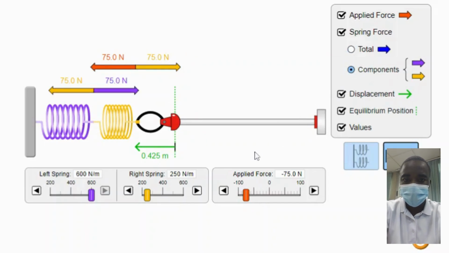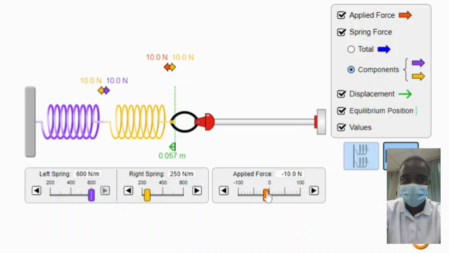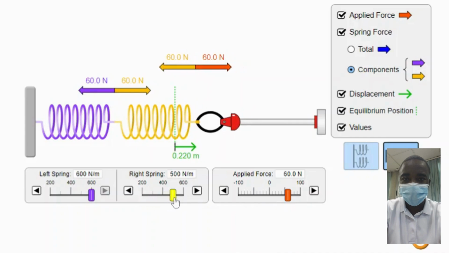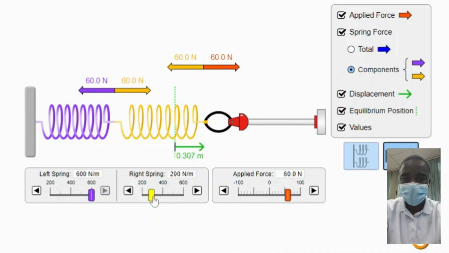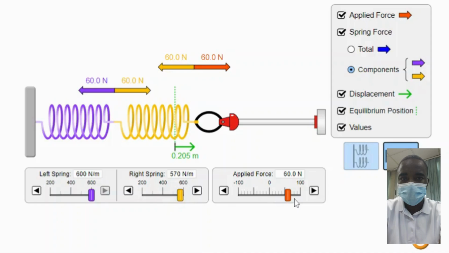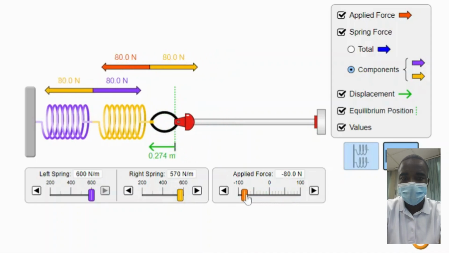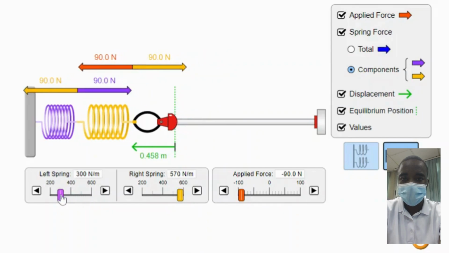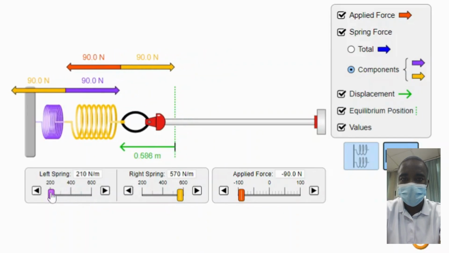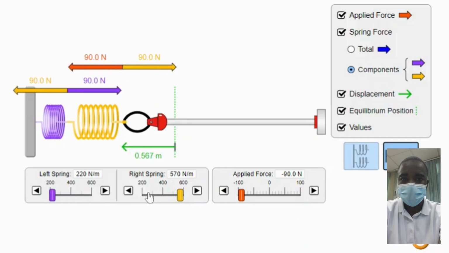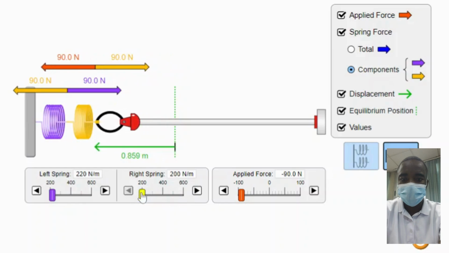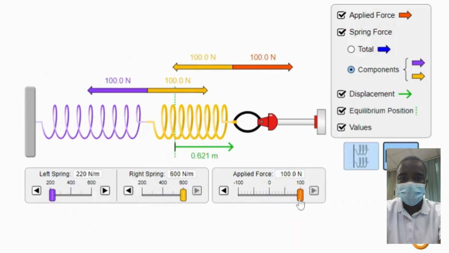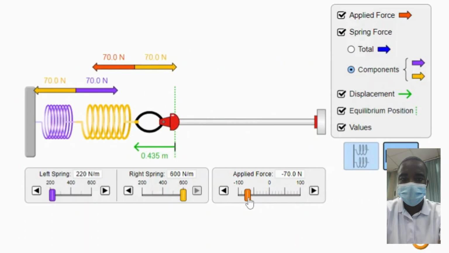5. The simulation introduces students to the process of data collection and analysis. By observing the changes in the spring force, displacement, and potential energy, students can collect data and analyze the relationship between the applied force, spring constant, and the configuration of the springs. To implement the simulation in the classroom, teachers can follow these steps. 1. Begin with a brief introduction to the concept of Hooke's law and the behavior of springs. Provide examples to illustrate these concepts and explain how the simulation will help students understand them.